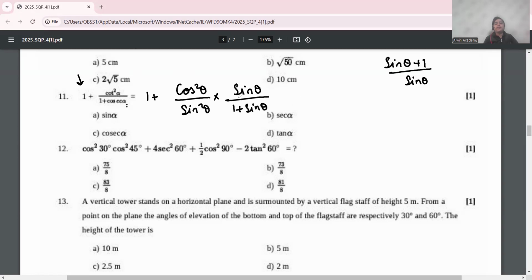The denominator gets reciprocated. One sine theta gets cancelled. And again, I am multiplying it with (1 minus sine theta) by (1 minus sine theta). What this does is, in the denominator, it gives me 1 minus sine square theta, which is nothing but cos square theta. So cos square theta and cos square theta get cancelled out. We have 1 plus (1 minus sine theta) by sine theta.